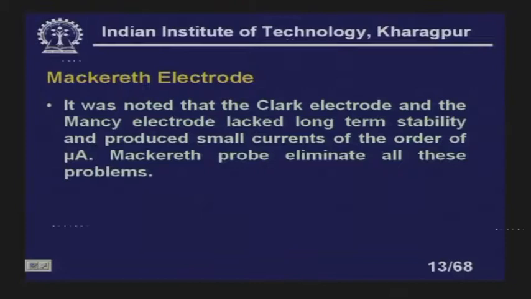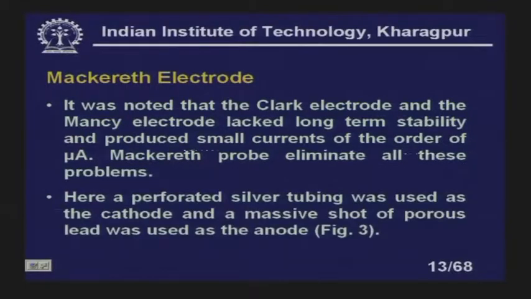It was noted that the Clark electrode and the Mans electrode lacked long term stability and produce small currents of the order of microampere. We have seen that the current is quite small. McCareth probe eliminates all these problems. Here a perforated silver tubing was used as a cathode and the massive shot of porous lead was used as the anode. Okay, figure 3.